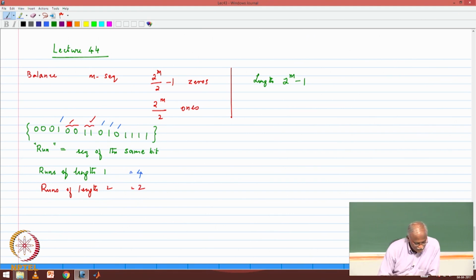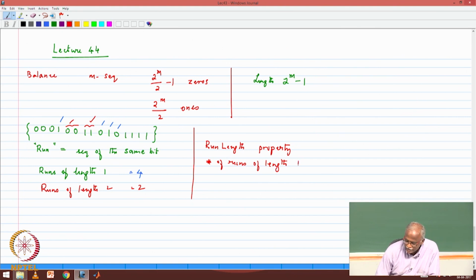So basically this property is called the run length property. The run length property says the following. It says that the number of runs of length 1. Again, these properties are very interesting. So this is approximately 1/2 of the total number of runs.